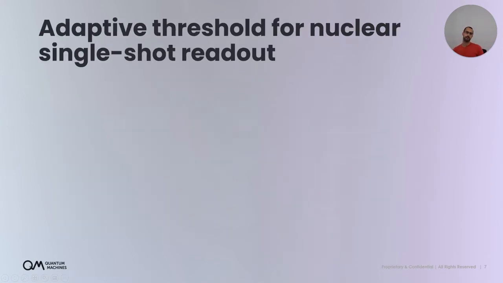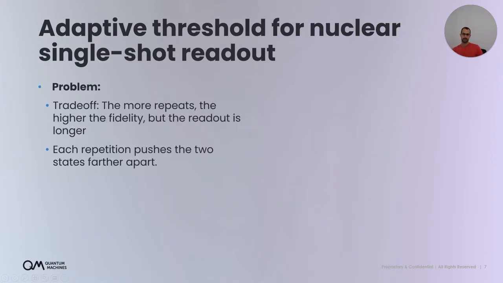What does that mean? So what's the problem? The problem is that we have a trade-off. If we want high fidelity, then we need a large number of repeats. But that means that we have long readout. And this starts to become complicated, especially when you have multiple nuclear spins and so on. The long readout really starts to slow you down and to hurt your overall fidelity. And each repetition that we are doing pushes the two states further apart.